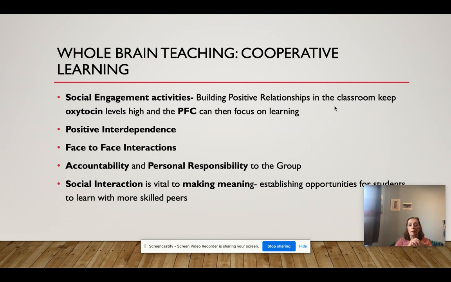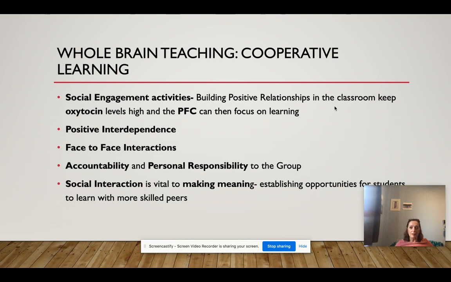Sometimes it creates a positive interdependence with perhaps different roles that kids have in their setting. They look forward to certain relationships within a classroom or a setting. Face-to-face interactions are really wonderful for releasing the oxytocin that's needed. Having project learning in classrooms, if there's a group activity or a group process going on, there's accountability and personal responsibility to the group.